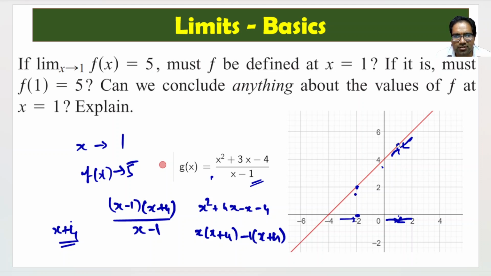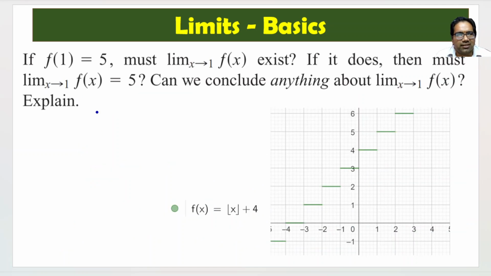Okay, at this x naught, if this is the limit, what does that mean? When you are approaching x naught from the left or from the right, the function should approach that particular point. Okay, so that's why this is not needed. Definition of the function at 1 is not needed.